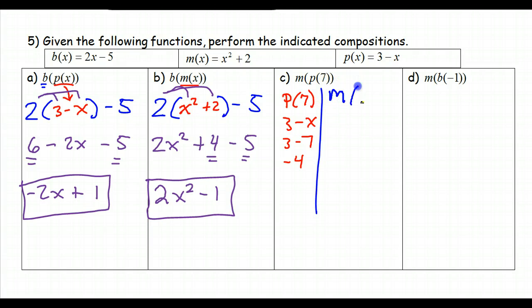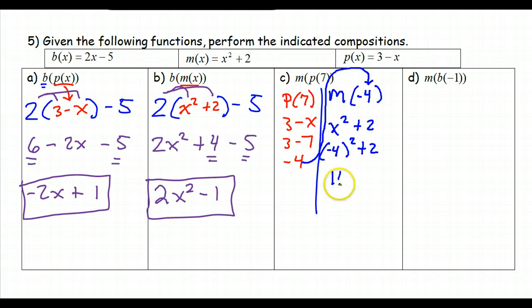So that means what we really have is m at -4. In other words, you just go ahead and take this -4 and plug it in, because we just found out p at 7 is -4, so now I just put in the -4. So now I have to do m at -4. Well, function m is x squared plus 2. Okay, so that means this is going to become -4 squared plus 2. So that's going to be 16 plus 2. Positive 16, notice. So that's going to be 18. So 18 would be the final answer.